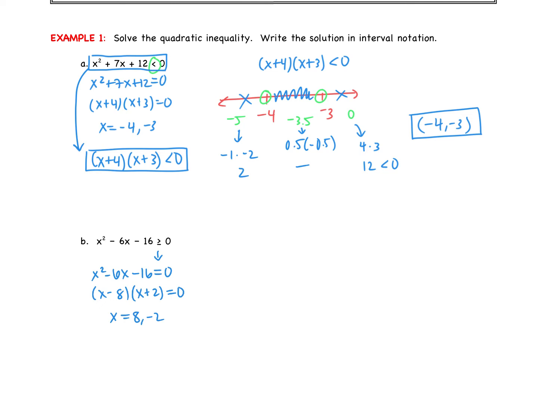Now is when the inequality comes into play. So we have our number line. On it, we have negative 2 and 8. Few things to pay attention to. Because our inequality has an equal sign, at both of these values, it's going to be a closed circle.